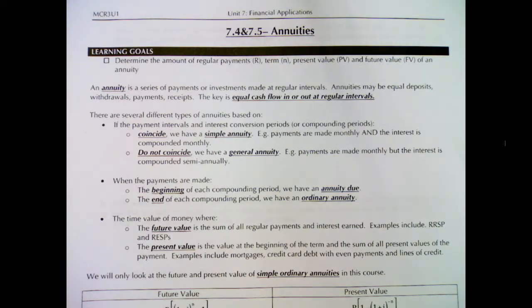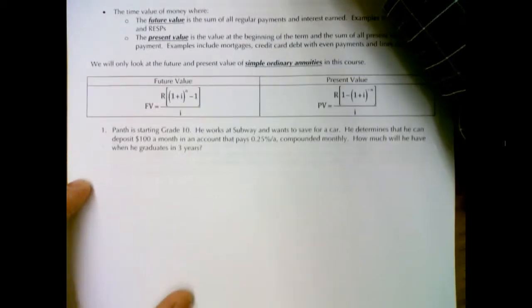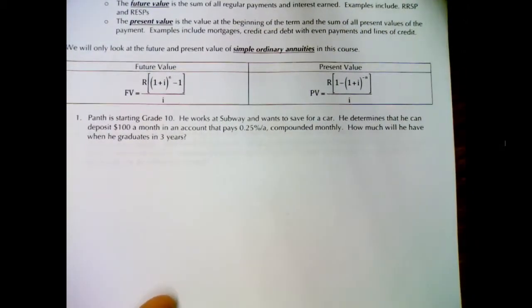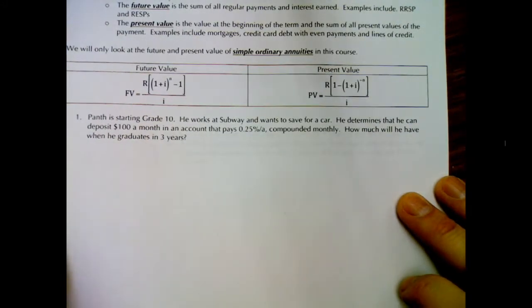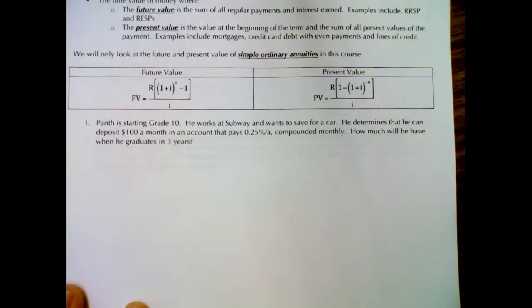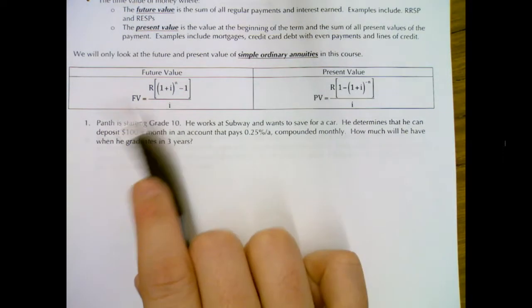So again, the only type we're looking at is a simple ordinary annuity. The letters that you'll see are very similar to the letters we use in compound interest. FV and PV stand for future value and present value. I is still interest rate per compounding period, just like in our last lesson. And N is still the number of compounding periods. So familiar. The only thing that's different is R. R is the regular payment amount.